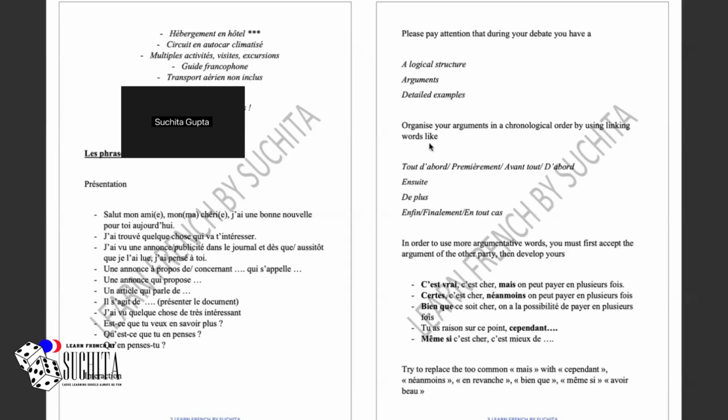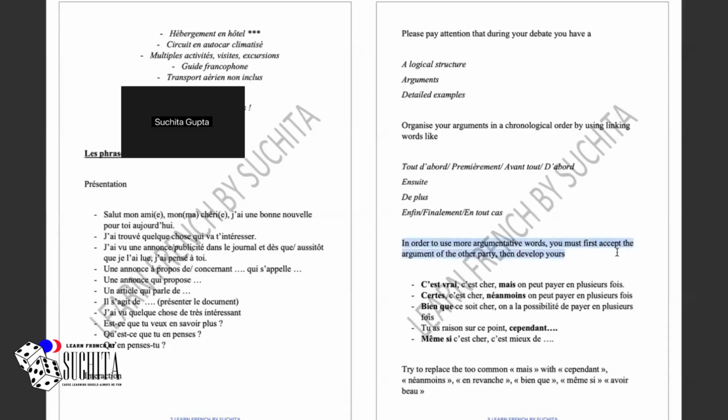I'll tell you how. Whenever you are giving your arguments for convincing the examiner, you can use certain linking words like tout d'abord, premièrement, avant tout, before anything else, d'abord, ensuite, de plus, enfin, finalement, right? In order to use more argumentative words, this is very important.